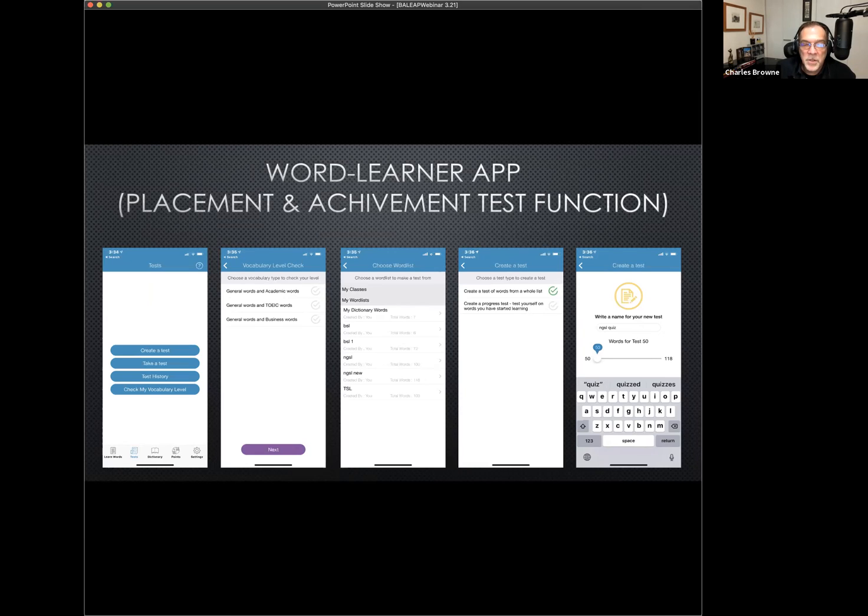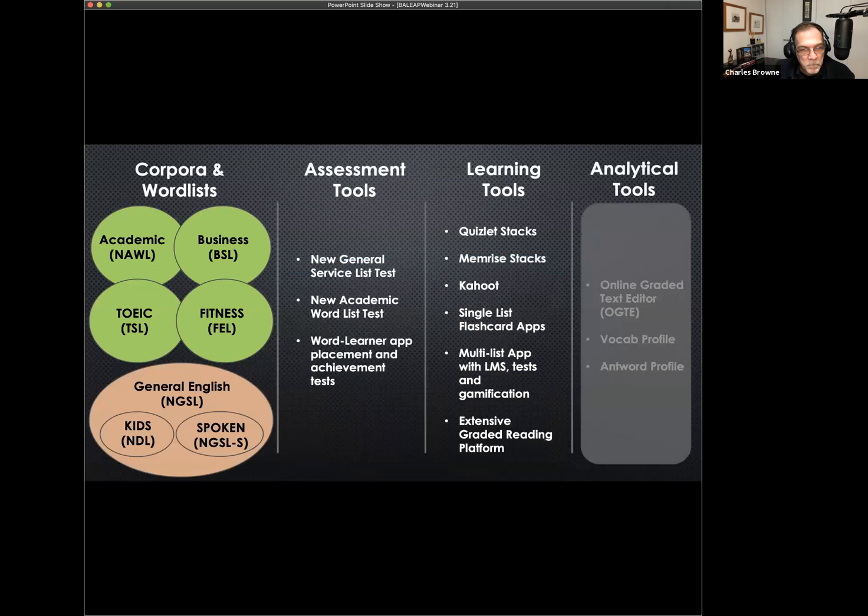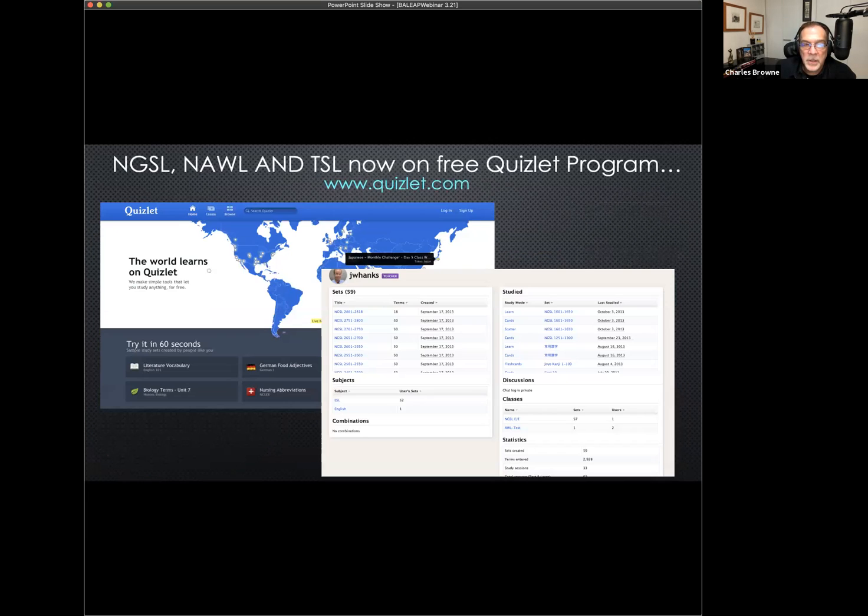which has all of our word lists, but it also has placement tests and achievement tests built into the app. So that's something worth looking at. It's on both the App Store and Apple Store and Android. The learning tools, there are so many of them. We've tried to utilize existing free tools when possible, and we've created our own as well.